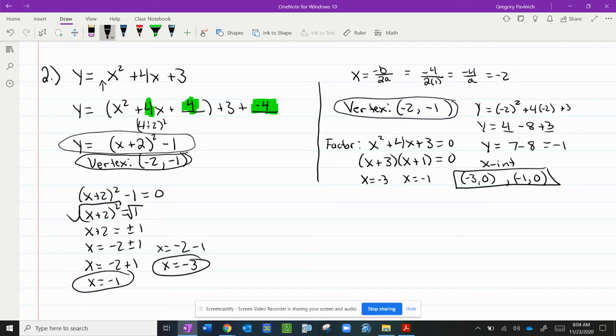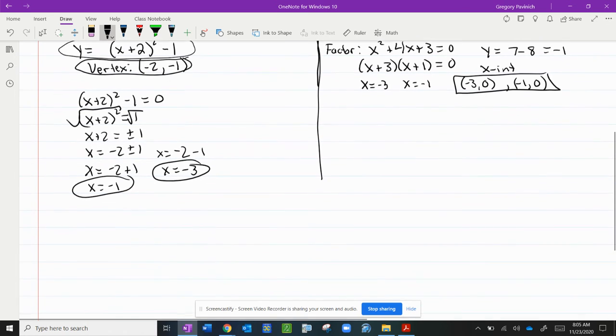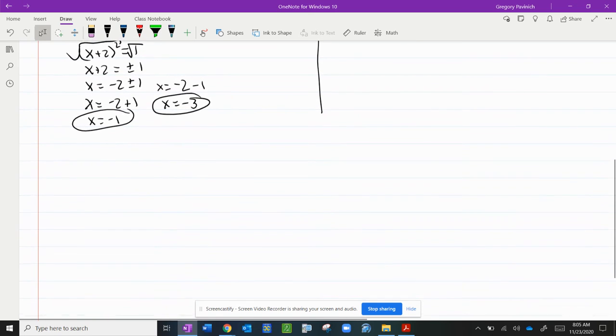I get the same x-intercepts, but just make sure that you can at least do this one over here where I completed the square. It's also great to know negative b over 2a, especially when you have a quadratic that is really complicated. If you have coefficients that are decimals or crazy, then you'd want to use negative b over 2a.